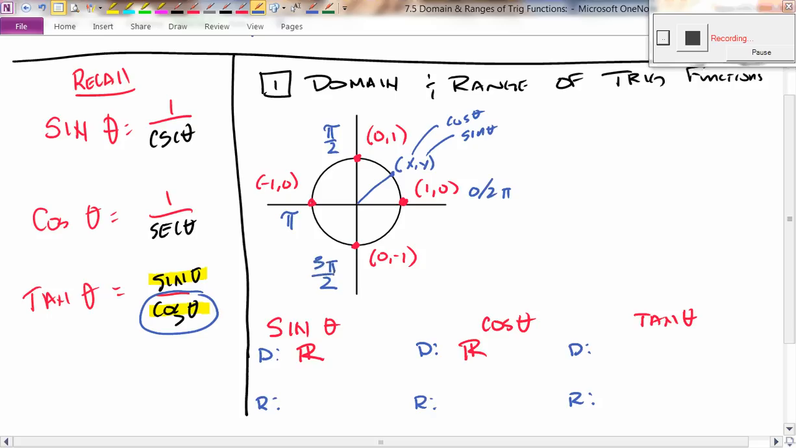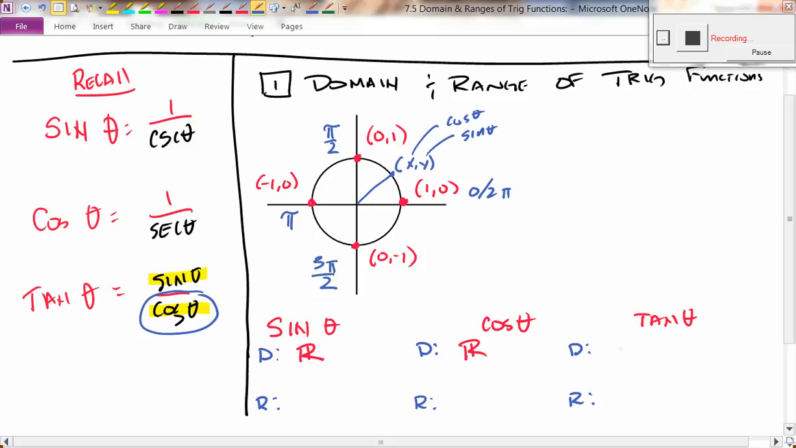5 pi over 2 is coterminal with what? 90 degrees, which would be pi over 2. Right? Okay, what about 7 pi over 2? Where's that? That'd be down there. What about 9 pi over 2? Up top. What about 11 pi over 2? So it's all odd. That's what I'm getting at.